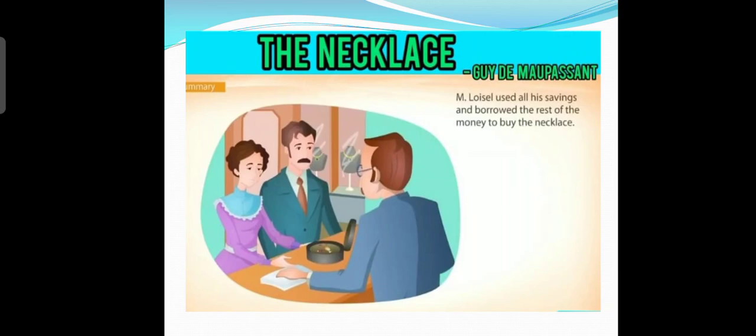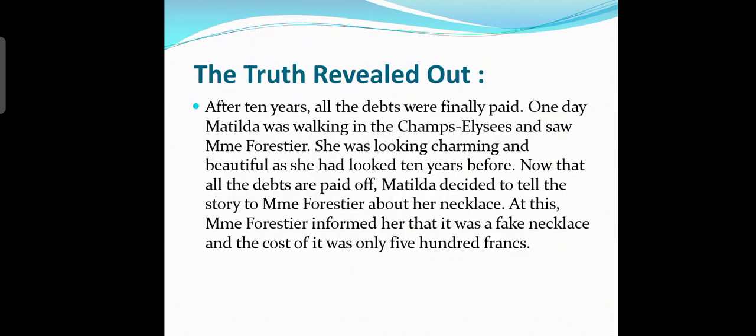They both are purchasing the necklace with the borrowed money and their savings. M. Loisel used all his savings and borrowed the rest of the money to buy the necklace. Once they did so, now they are in debt, so they had to work very hard to pay off their debts. After 10 years, all the debts were finally paid.